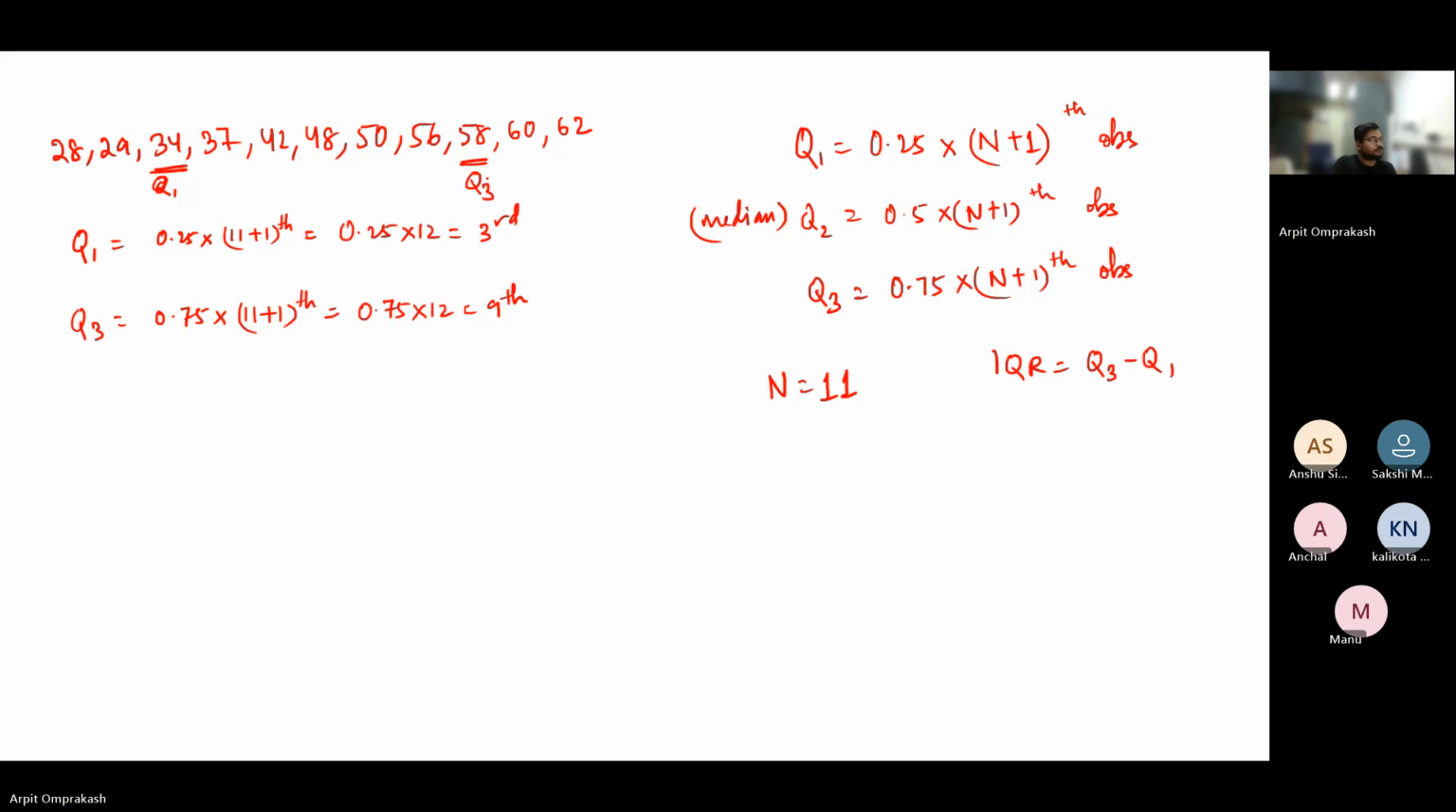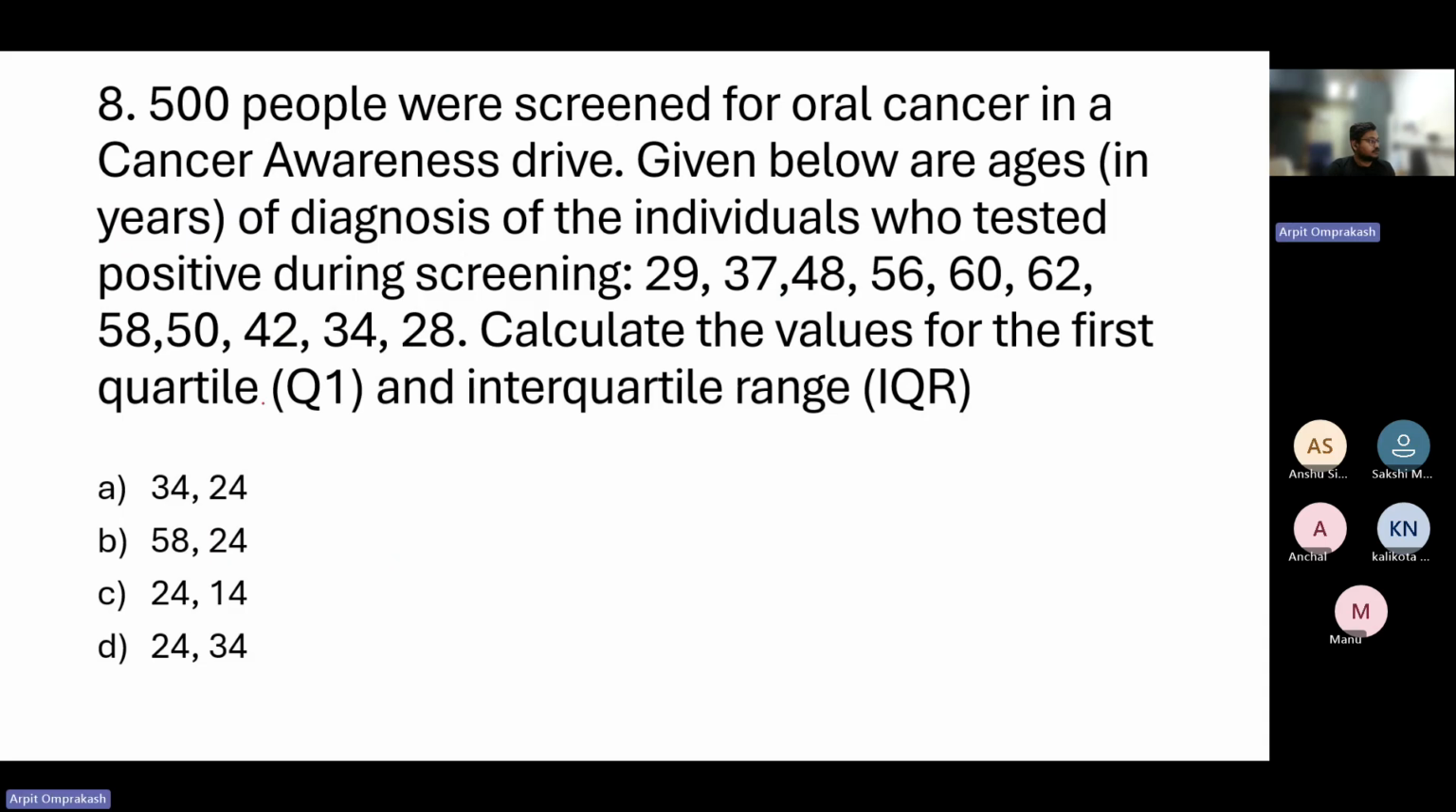So the IQR will be Q3 minus Q1. This is 34, so the IQR is 24. So we are asked Q1, which is 34, and IQR, which is 24. So the answer here will be option A, 34, 24.